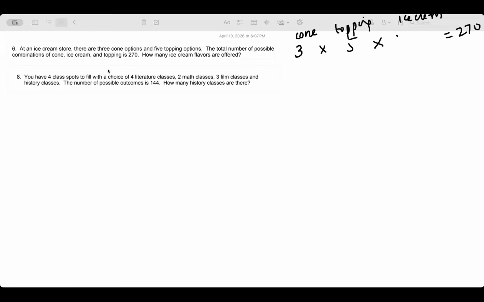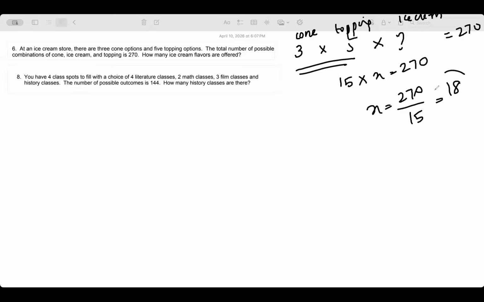See, the problem here is ice cream, topping, and cone options. Everything should be multiplied together. They have given us 270. So this is 15. 15 times x equal to 270. So x will be equal to 270 by 15, which is 18.